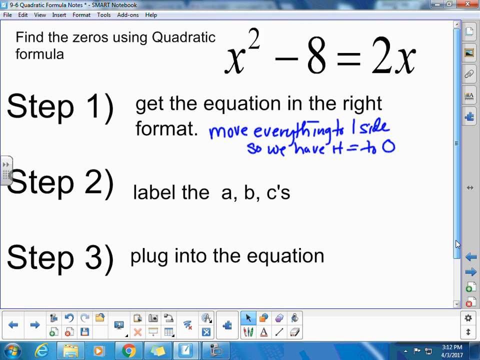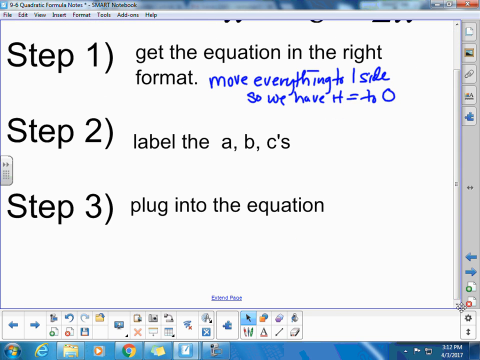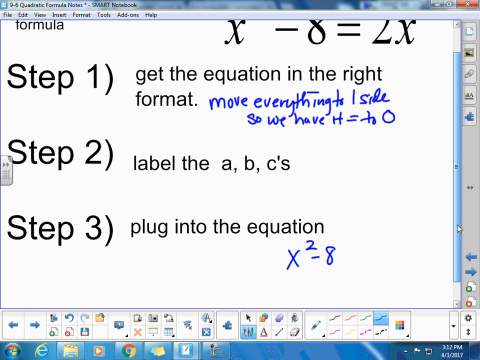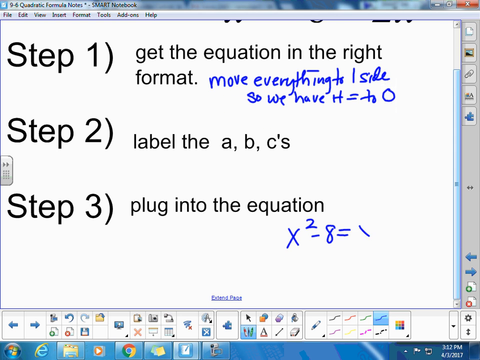So if we're going to do this, x squared minus 8, I'm just going to rewrite it, and then it was equals 2x. So step 1, get it in the right format, move everything to one side. Well, I will subtract this x to get everything on one side. Remember, x squared doesn't combine with x, so x squared just stays x squared. Negative 8 doesn't combine with x. So I'm going to write it in standard form. x squared would be first, minus x would be next, minus 8 equals 0.